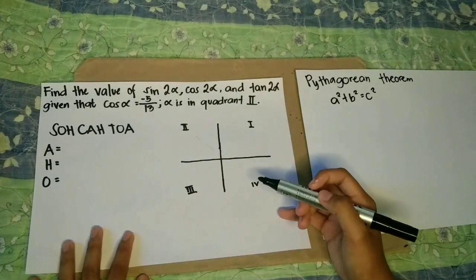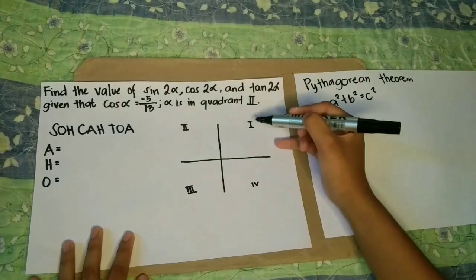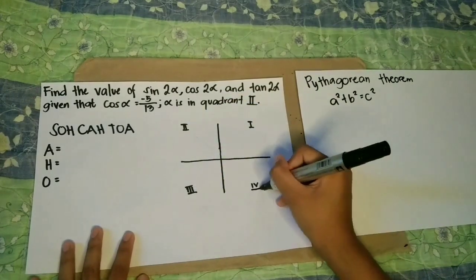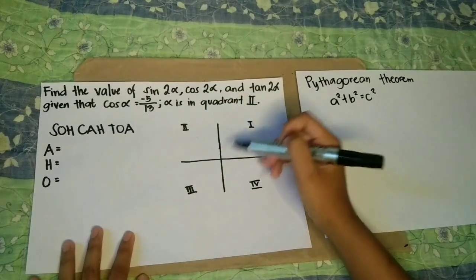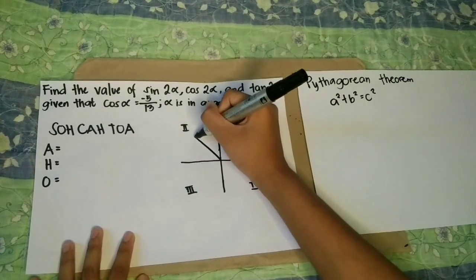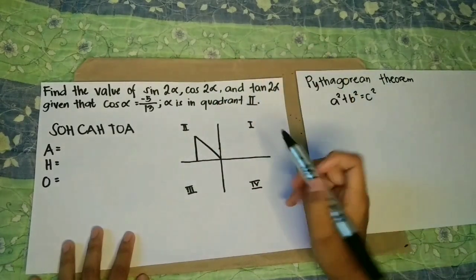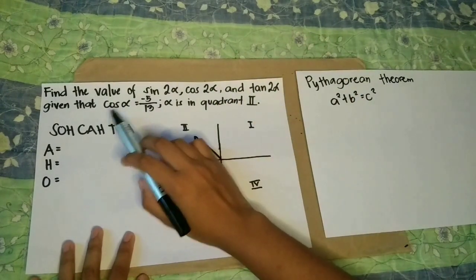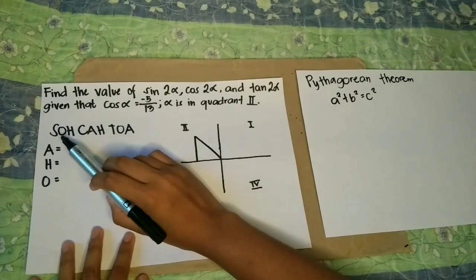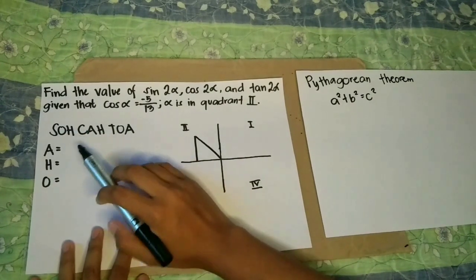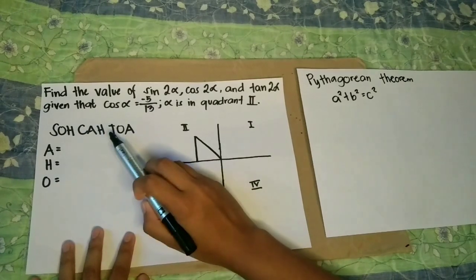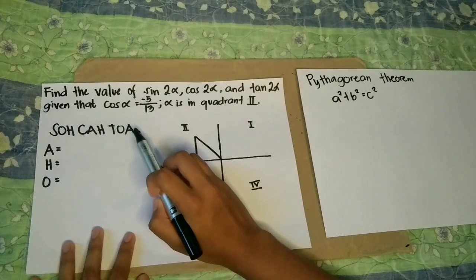Since we all know that in this figure, this is quadrant 1, this is quadrant 2, this is quadrant 3, and this is quadrant 4. So let's put the triangle in quadrant 2. So the given here is cosine. So since we all know the SOHCAHTOA, which means sine is equal to opposite over hypotenuse, cosine is equal to adjacent over hypotenuse, and tangent is equal to opposite over adjacent.